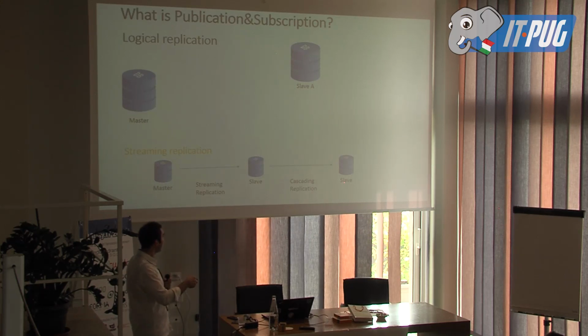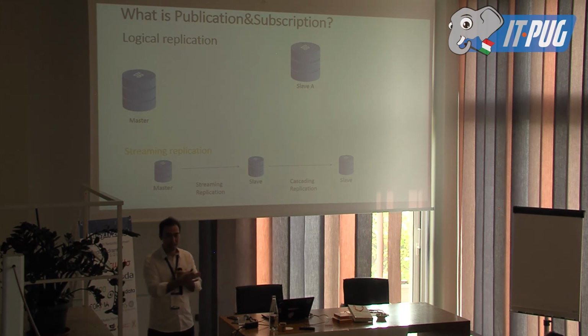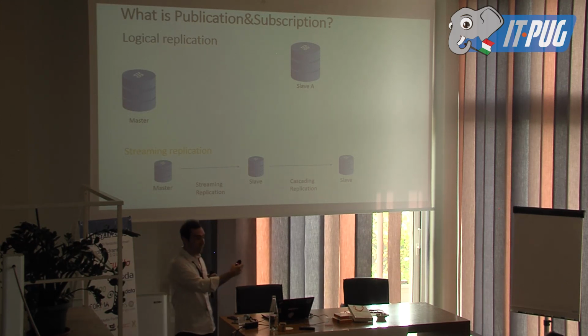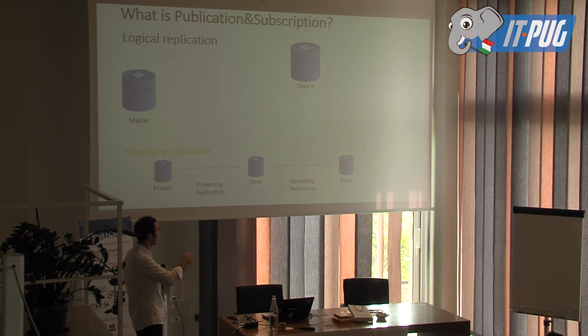Logical replication is more complicated compared to streaming replication. In streaming replication, we can replicate in just one way, okay? Master to slave, slave to cascading slave, okay? Just one direction. Or we can add more slaves in here. Also, it's one direction.